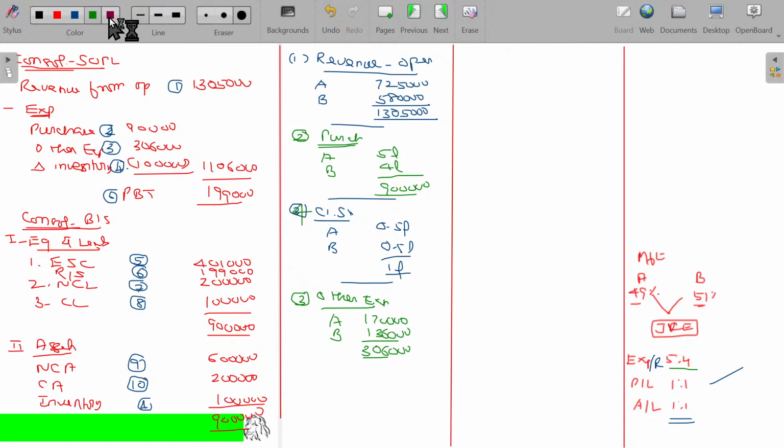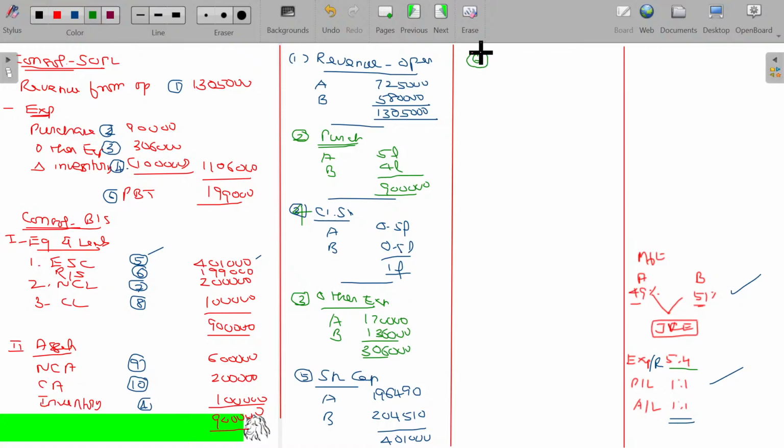Then fifth one, share capital for A and B. What about the total share capital? 4 lakhs 1,000. In case of share capital, it should be in what ratio? 49:51 ratio. Isn't it? 1,96,490. 2 lakhs 4,510.